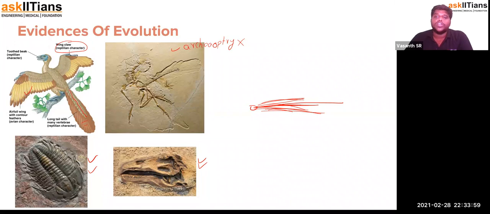So when we do a process called carbon dating, this carbon dating technique helps us to measure the year that the fossils belong to. So this is one kind of technique. We can calculate the period of the fossil. So these are a few of the evidences of evolution.